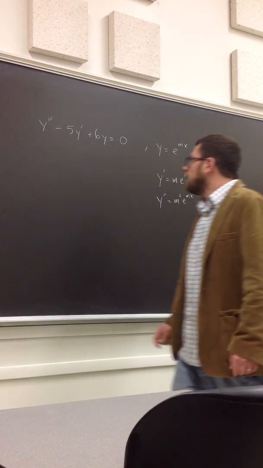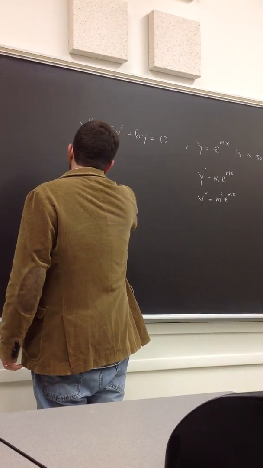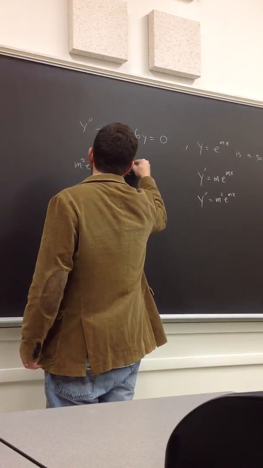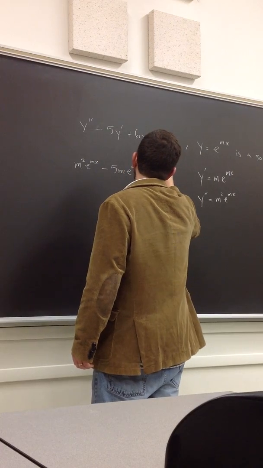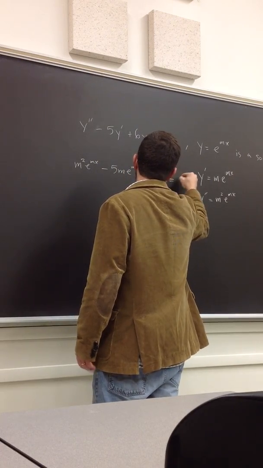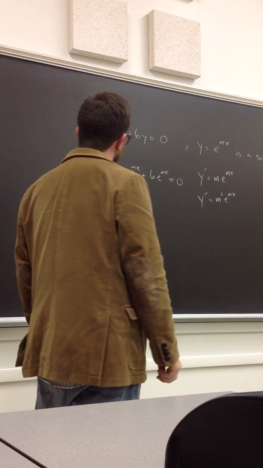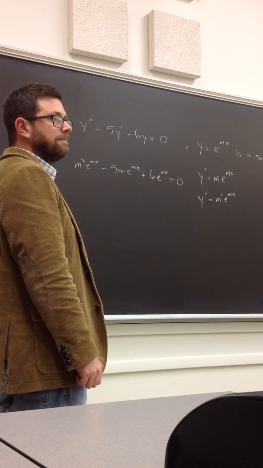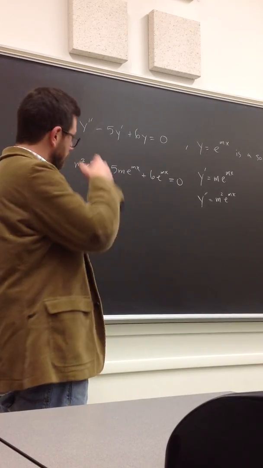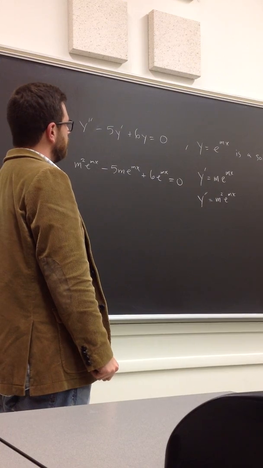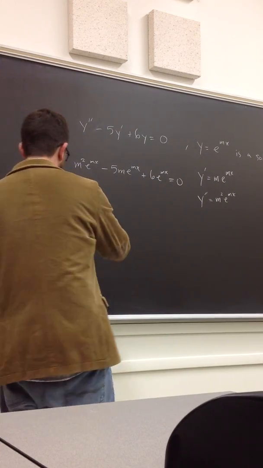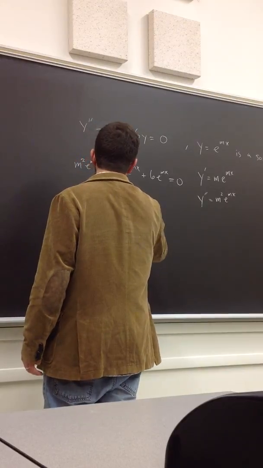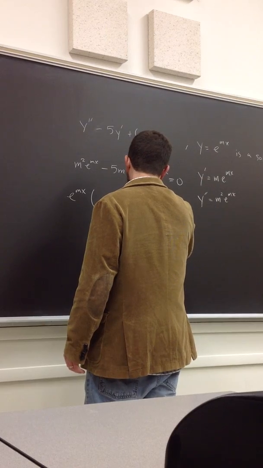So this would be m squared e to the mx minus 5m e to the mx plus 6e to the mx. Any ideas from here? I took e to the mx out, and then, yes, we'll factor.